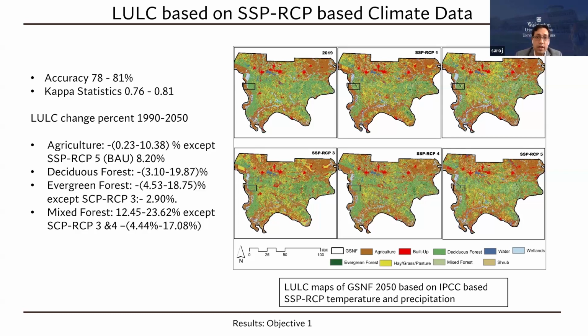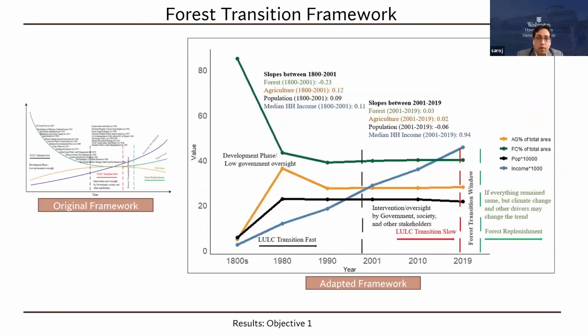So the accuracy of the model was between 78 and 81%, and the kappa statistics was around 0.76 to 0.81. When the land use land cover of Greater Shawnee National Forest is tested against the forest transition framework, it clearly follows the technical narrative of forest transition theory. We can clearly see the decline of forest and incline of everything else during the pre-development phase, and when different actors intervene, the changes slow down, leading to a slight recovery of forest.